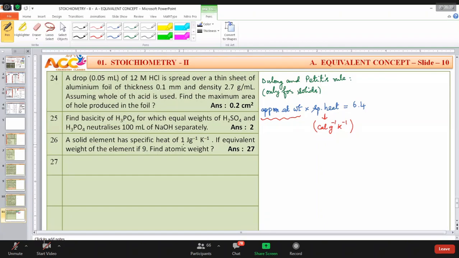See, joule is given. I want calorie. He has given joule. No problem. If the equivalent weight of the element is 9, find the atomic weight. Now, what is the meaning of find the atomic weight? He's asking for the exact atomic weight. He doesn't want the approximate atomic weight.